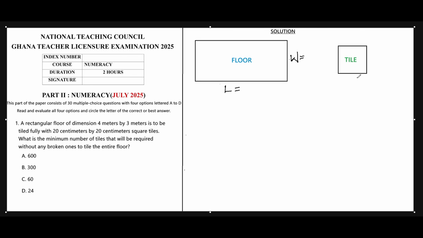Now with the square tile, because in a square all the sides have equal length, the length was given as 20 centimeters. Also with the floor, the length was given as 4 meters and the width as 3 meters. So even right from the onset, we could see that something is not right. The dimensions of the floor was given in meters, whilst the dimensions of the tile was given in centimeters.